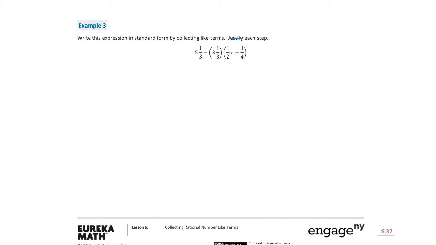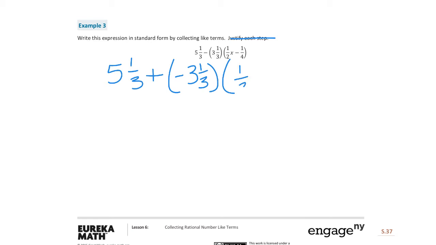I am not asking you to justify the steps or write it out. Okay? So the first thing I will be doing is changing my subtraction to addition. So 5 1/3, okay, plus, that makes this negative 3 1/3 times 1.5 x plus negative 1/4.